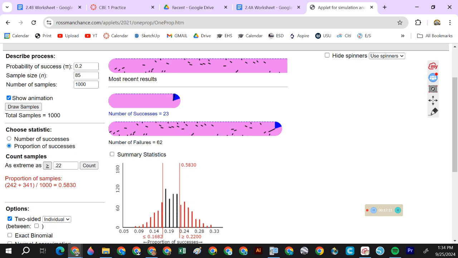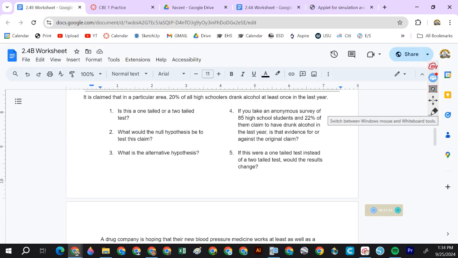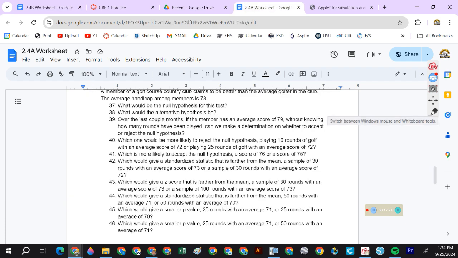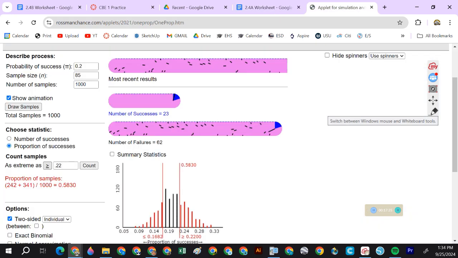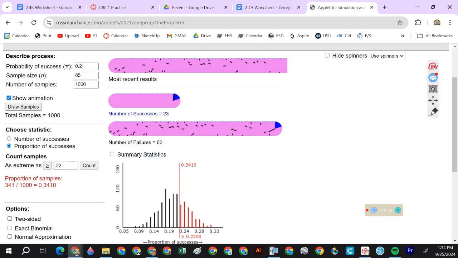Okay, so the next question asks, if this were a one-tailed test instead of a two-tailed, would the results change? So I'm going to go here and switch to a one-tailed test. Now I get a different p-value, but is 34 enough to reject the null? No, we would need to be less than 5. So in this case, it didn't matter. If you would have done a one-tailed test and a two-tailed test, we get the same answer. But the p-values are drastically different. One was 58 and the other was 34.